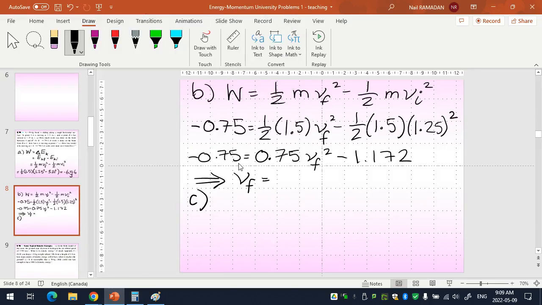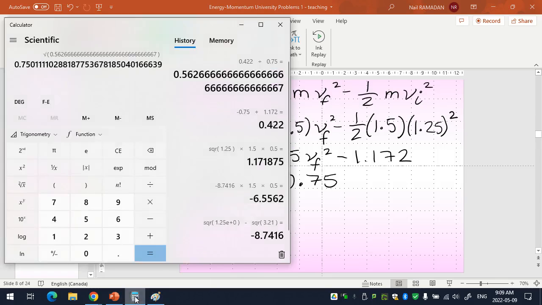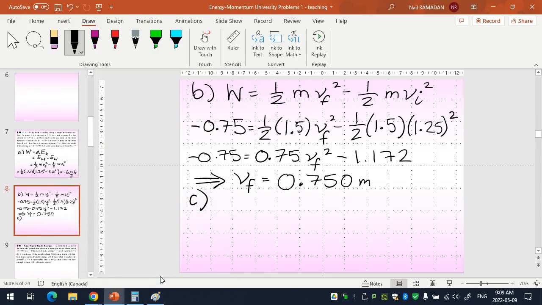So 0.750 meters per second. Does that make sense? Yes. Is it faster or slower than before? Yeah. 3.21 meters per second went down to 1.25 meters per second, went down to 0.75 meters per second. It makes sense. When you're losing energy or having negative work done on you, you are losing speed. Okay? All right, Ammar, what's part C?